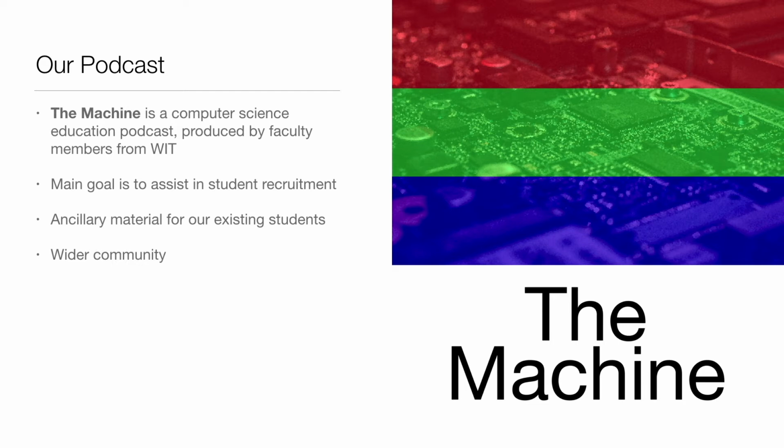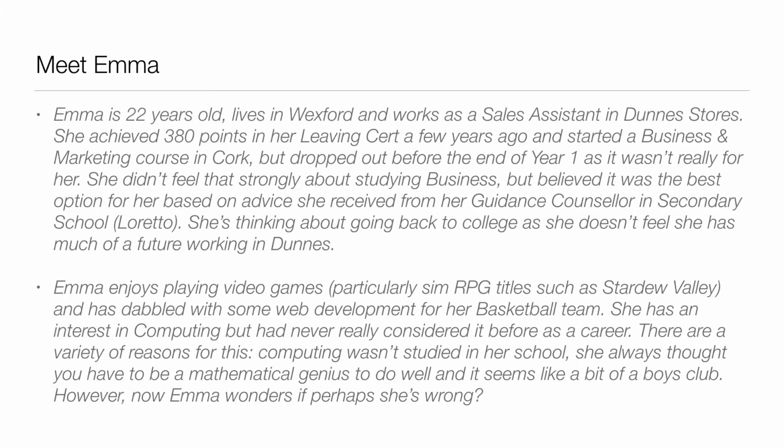In order to do that, what we did was invent a sample listener, and I want to introduce you to Emma. Now, Emma doesn't exist, so it's important that you remember that. She's totally a construct. So Emma in our construct is 22, and she lives in Wexford. So she lives nearby to WIT, but she doesn't live in Waterford. She's currently working as a sales assistant in a department store. She did reasonably well in secondary school. She didn't do amazing, but she didn't do too poorly either.